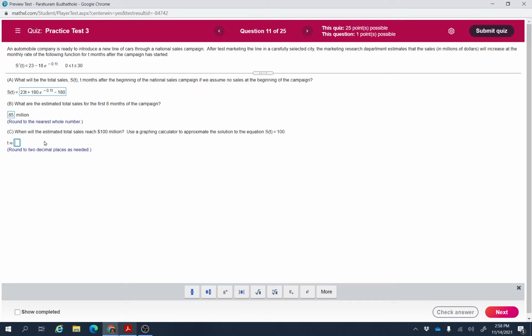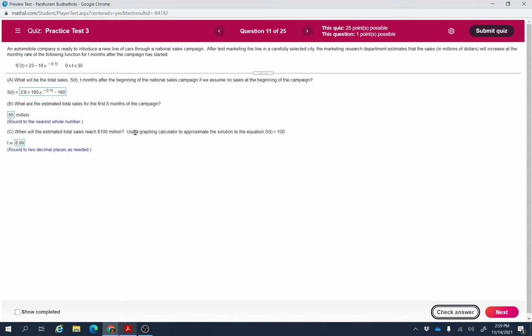And finally, to solve the third one, you just say the cells on the left side are 100, and then everything on the right side. If you plot that function using your graphing calculator, or use something online, it will give us the value of t as approximately 8.99 if you round it to 2 decimal places. Remember, for the third part, you need a graphing calculator. If you don't have one, or you are not allowed to use a graphing calculator in the test, then you cannot do this problem. The third part can only be done with the help of a graphing calculator.